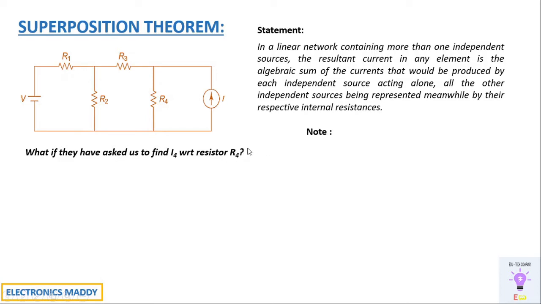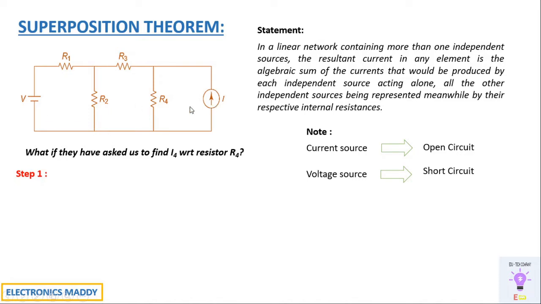Before that, we'll have a common convention. A current source is represented with an open circuit and a voltage source is represented with a short circuit. The reason is that a voltage source, ideally speaking, has zero resistance. So the internal resistance of a voltage source is zero, and that's why it's represented as a short circuit. With respect to a current source, the internal resistance is very high and hence it is represented as an open circuit.